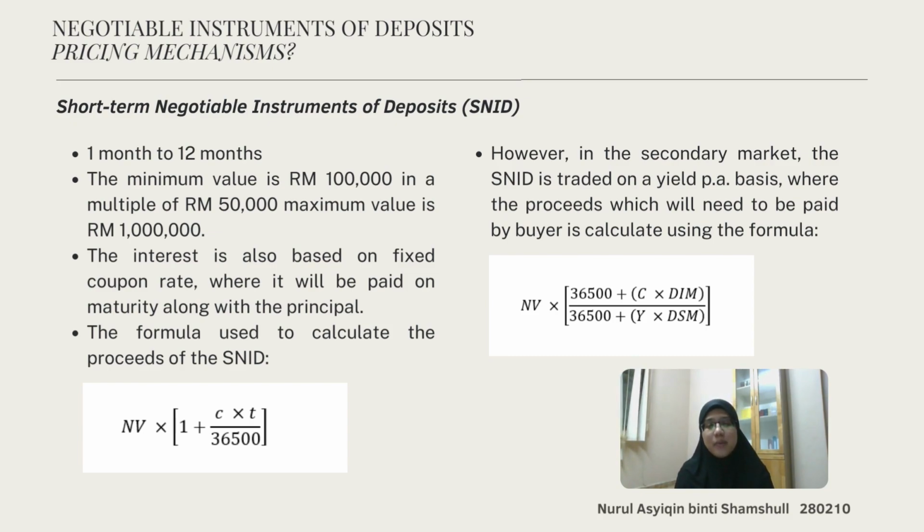However, in the secondary market, the SNID is traded on a yield per annum basis, where the deposit which will need to be paid by the buyer is calculated using the formula where NV is the nominal value, C is the coupon rate, Y is the yield percentage per annum, TIM is the number of days between the issue date and the maturity date, while GSM is the number of days between the settlement date and the maturity date.